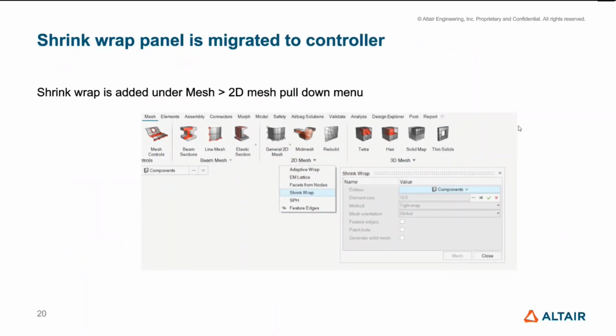Apart from that, we have also migrated some of the panels to the pull down ribbons that we call controllers. The shrink wrap is moved from panel to the controller. Now, if you type in or search shrink wrap, it might not show you the panel, but it might direct you to the controller here under 2D mesh.